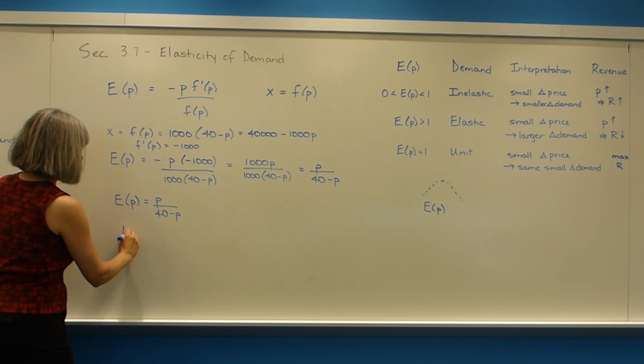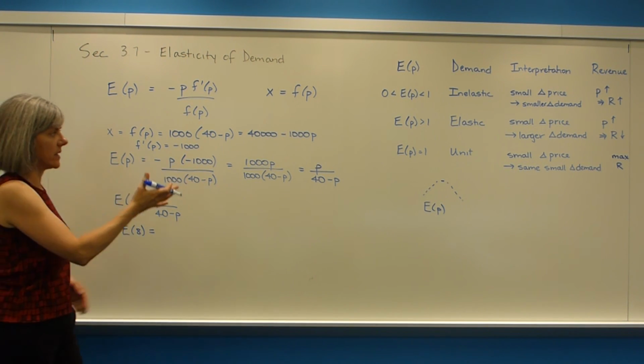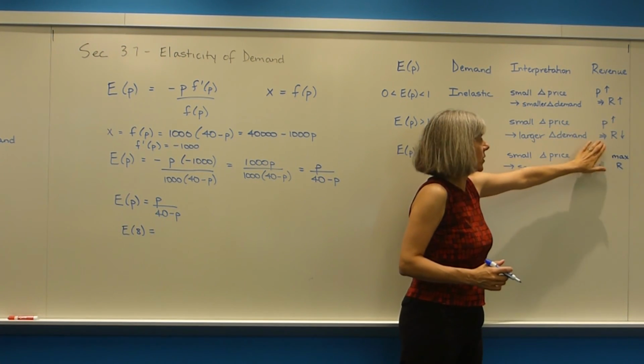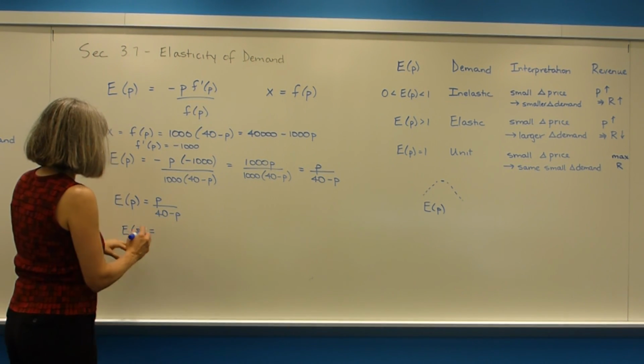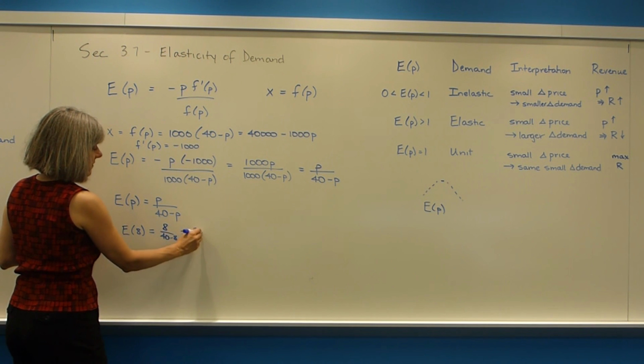What do I know when the price is $8? Where am I on this? Am I at a point where a little change in price is going to give me an increase in revenue, or a little change in price is going to decrease my revenue? Because you would like to know that. So I simply plug it in. 8 divided by 40 minus 8, 8 over 32, which is .25.